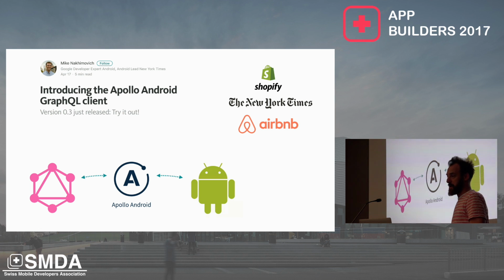Airbnb is also contributing now to the iOS client. They've recently landed a SQLite cache, which I'm really happy with. So the whole set of Apollo projects are community driven. They're open source projects. We work on these because we want to grow GraphQL.